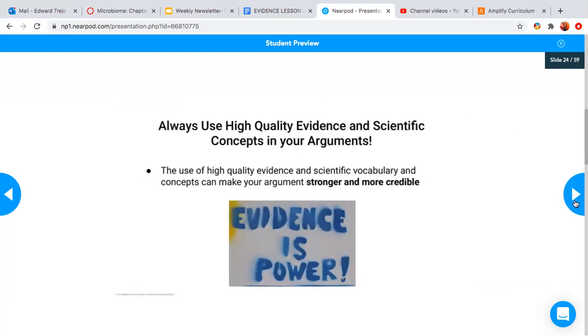Keep in mind that you always need to use high quality evidence and scientific concepts in your arguments. So those key concepts that we just saw a few slides ago and our scientific vocabulary, the more that you use these scientific concepts and scientific vocabulary, the stronger and more credible your argument will be, okay? So make sure that you're bringing in that high quality evidence, those key concepts, and that scientific vocabulary to make yourself seem more believable and make your scientific argument stronger.